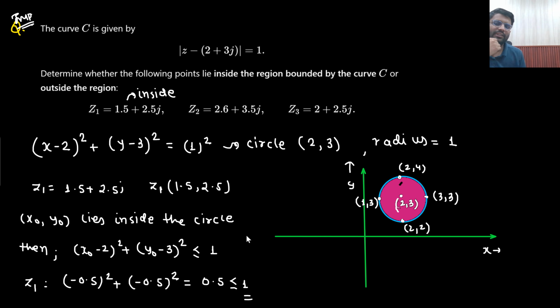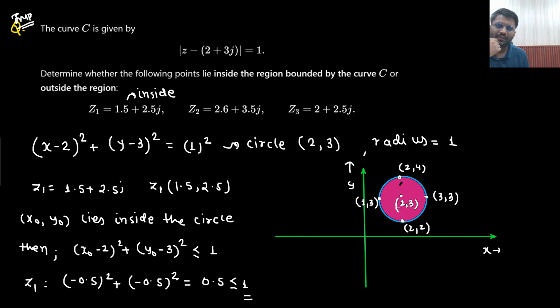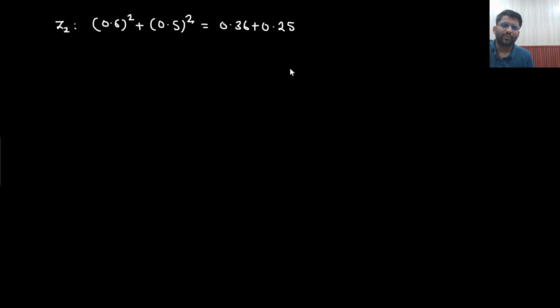What about the other one? 2.6 plus 3.5j for Z2. You will put 2.6. So what you will get? 2.6 minus 2 will become 0.6 whole square plus 3.5 minus 3, so this will become 0.5 whole square. What answer you are getting? 0.36 plus 0.25. 2.6 here, 0.6, 0.36, and 0.5 whole square will be 0.25. What answer you have? 0.61. Is it less than equals to 1? Yes, it is less than equals to 1. So yes, this is also lying inside.